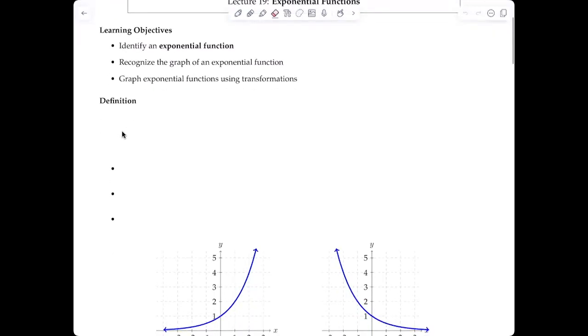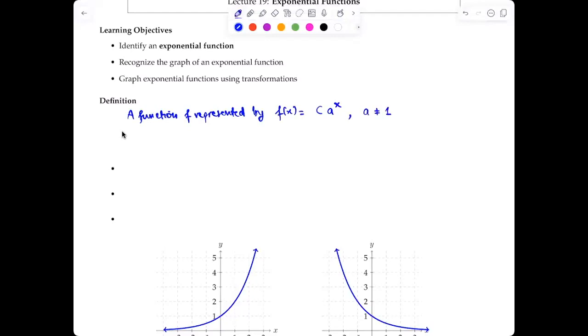Okay, so the definition of an exponential function. A function f represented by f of x equal to capital C times a to the power x, given that a is different from 1, a is greater than 0, and c is greater than 0, is called an exponential function.